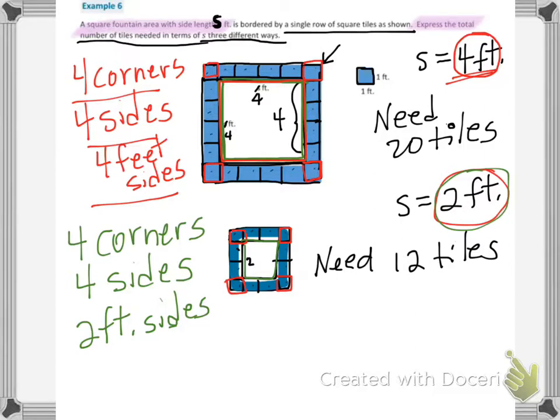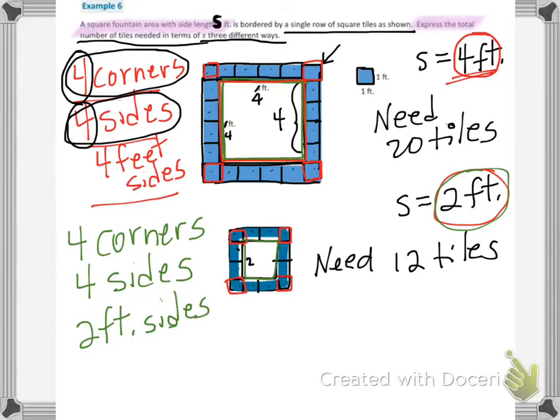And that is correct. The two things that are always going to stay the same are the 4 corners and the 4 sides. We're always going to have 4 corners. We're always going to have 4 sides. So we could use this number, because it seems like this magic number is 4.